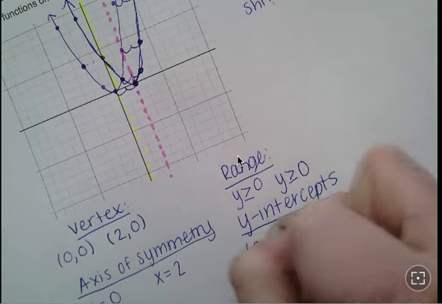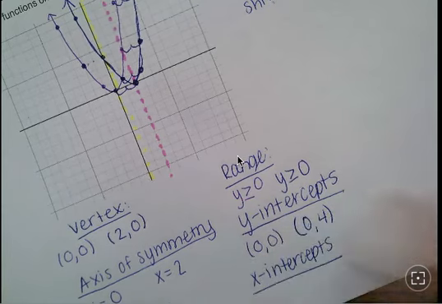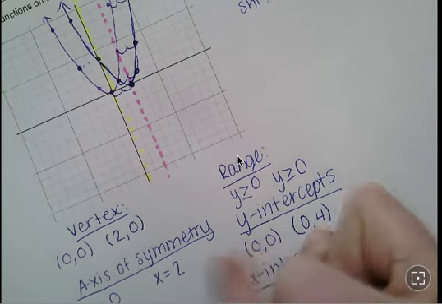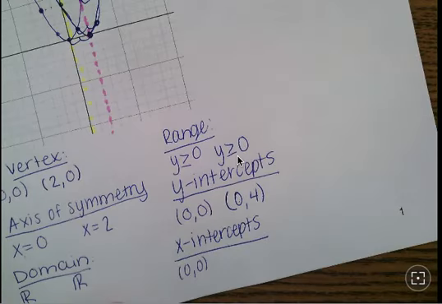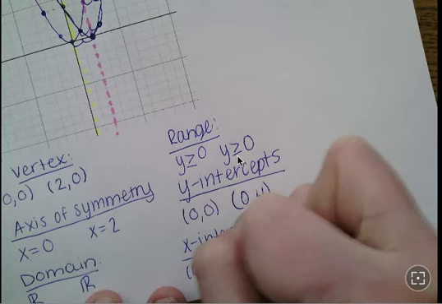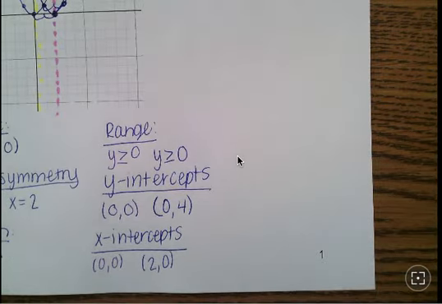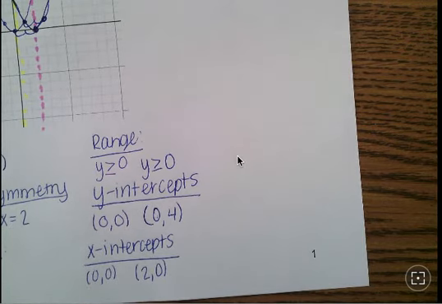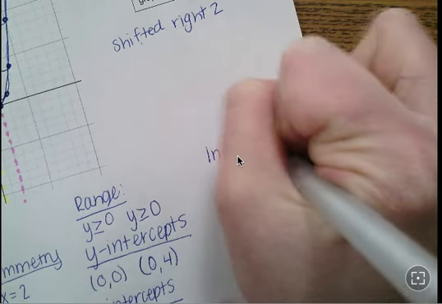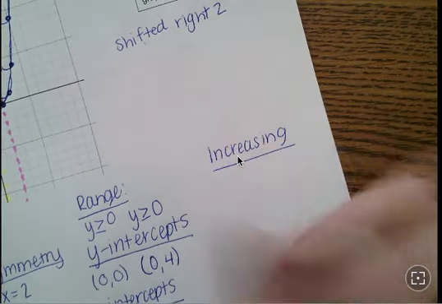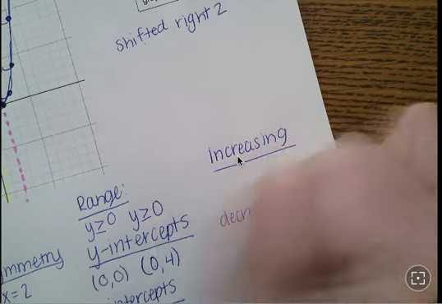For x-intercepts, the x-intercept of the purple graph was 0, 0. But the x-intercept of this blue graph is going to be 2, 0, which would make sense if we've shifted over 2 units. Okay? 2 more things I want to talk about here. We've talked about these in class recently. Is where this graph is increasing and where this graph is decreasing.